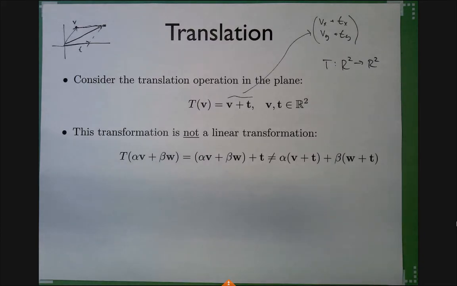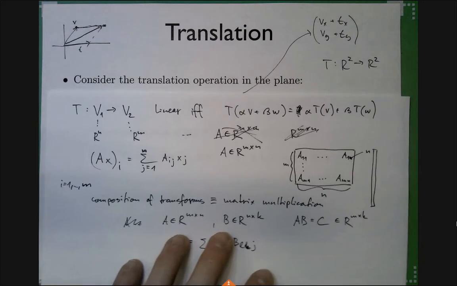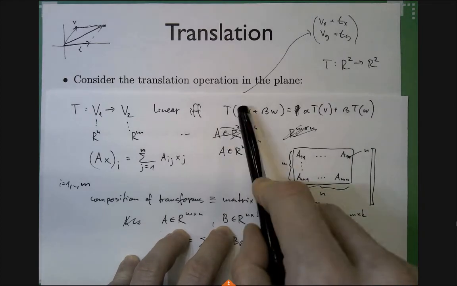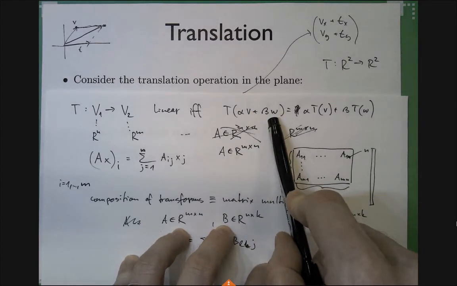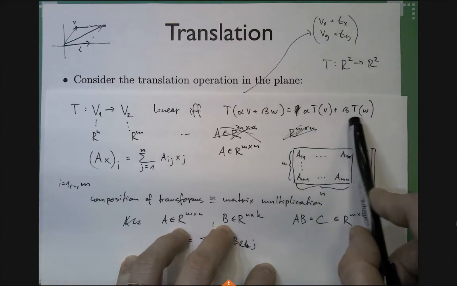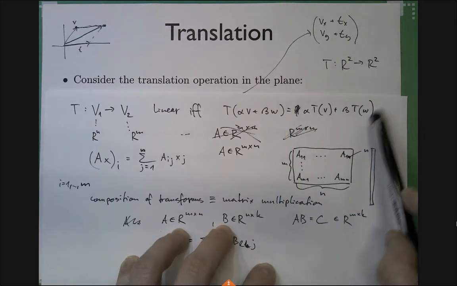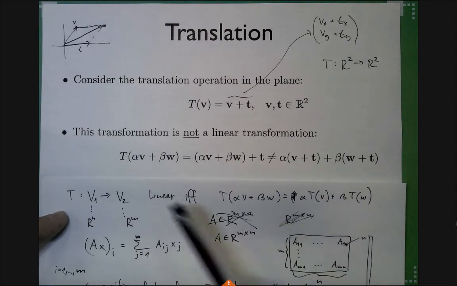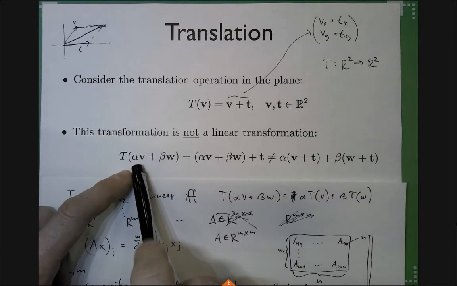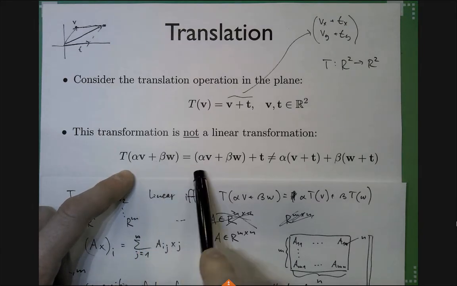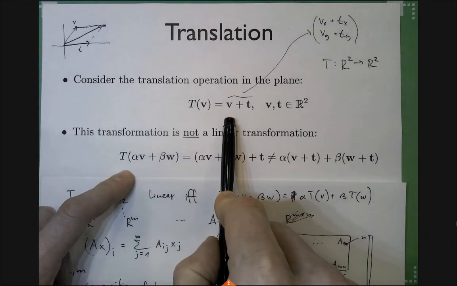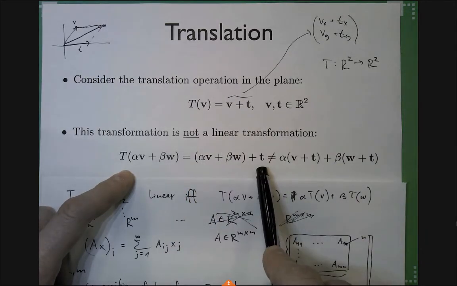That's what I started with. You need to remember the definition of a linear transformation, right? The definition requires that the transformation T of alpha V plus beta W is alpha TV plus beta TW, right? Unfortunately, for translation, that's not true, because if I translate alpha V plus beta W, what do I get? Well, I get alpha V plus beta W, plus T, right?